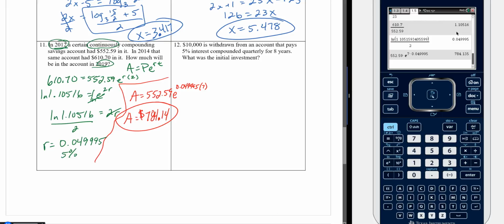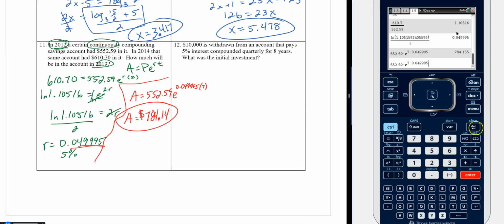And if you round your r value a little bit, you're going to get a slightly different result. Just to show you, when we talked in class about being as accurate as possible. So if I round that up to 5%, I get 784.16 instead of 784.14. Those two are going to be close enough.